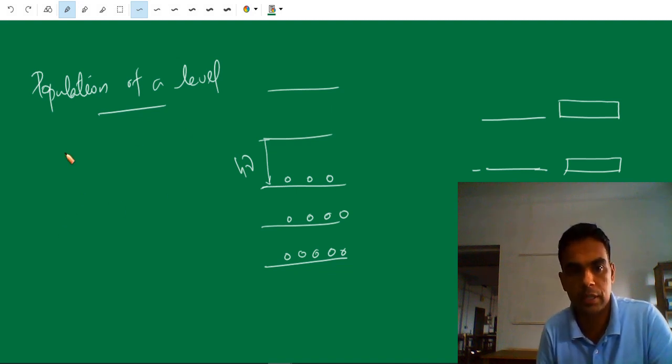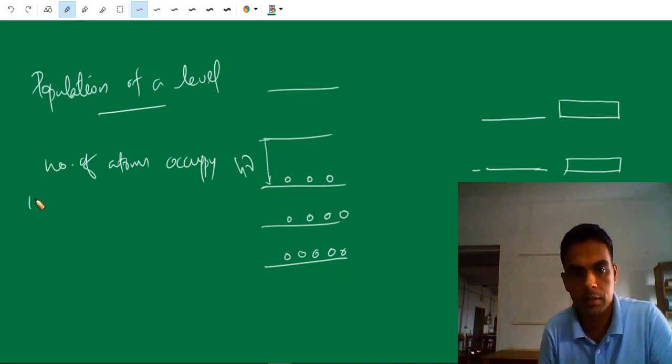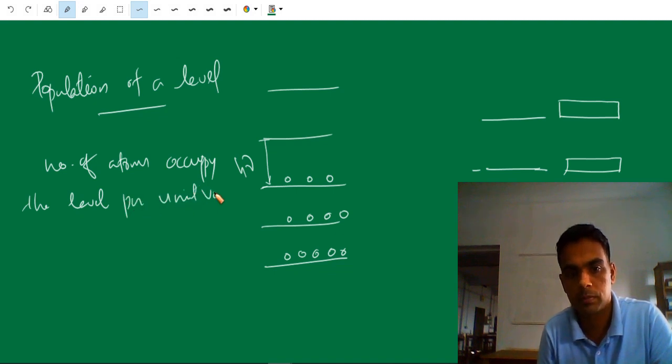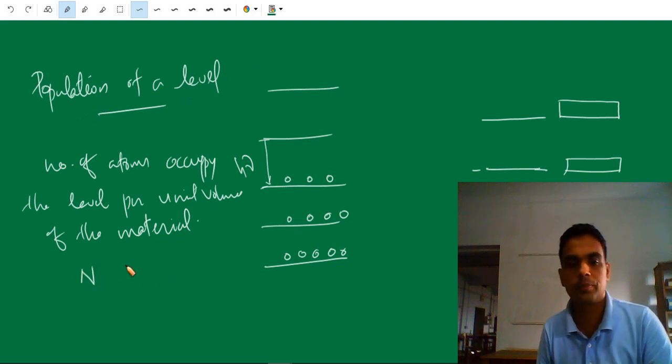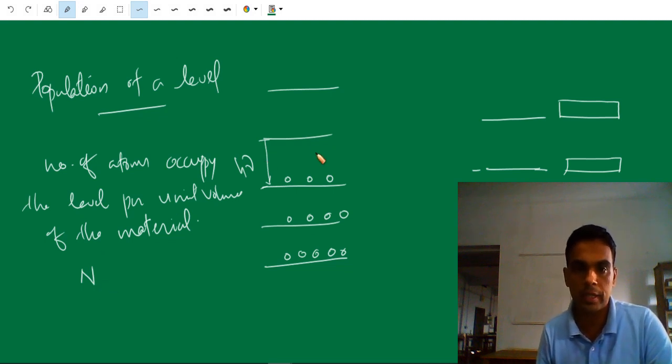So population of a level is the number of atoms occupying the energy level per unit volume of the material. Volume of the sample, that means material. So this is called the population of a given level. It is represented by the letter N. So N is actually the number of atoms per unit volume of the material that occupy a given level.